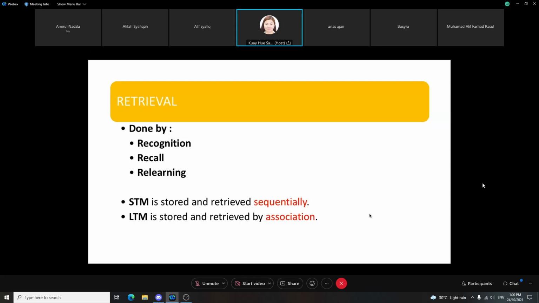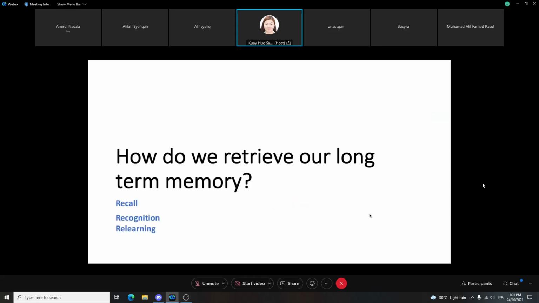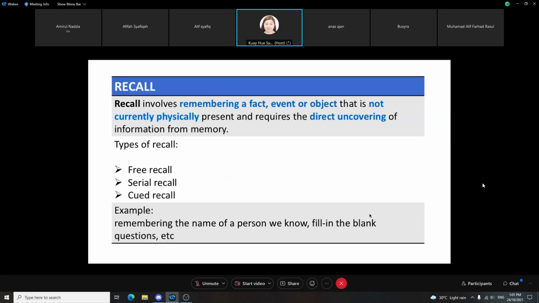And then retrieval is where you do it by recognition, recalling, and relearning. Short-term memory is stored and retrieved sequentially, and retrieved by association for long-term memory, as I mentioned just now. How do we retrieve our long-term memory? Okay, one way, as I said just now, is by recalling.